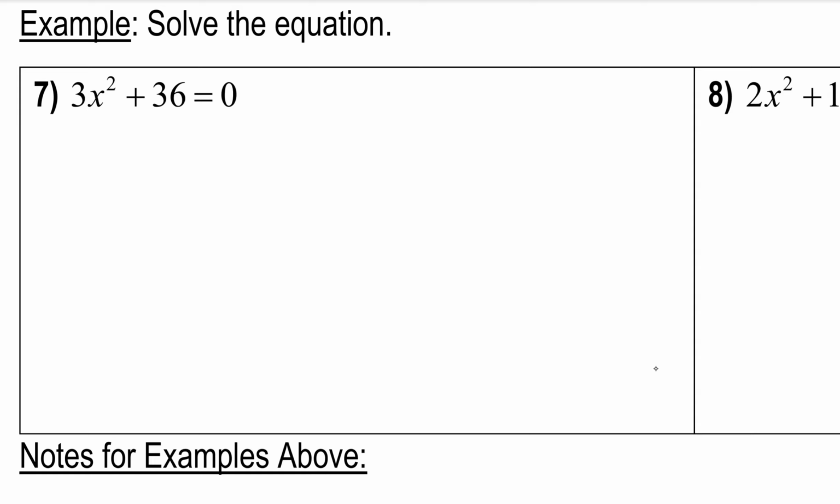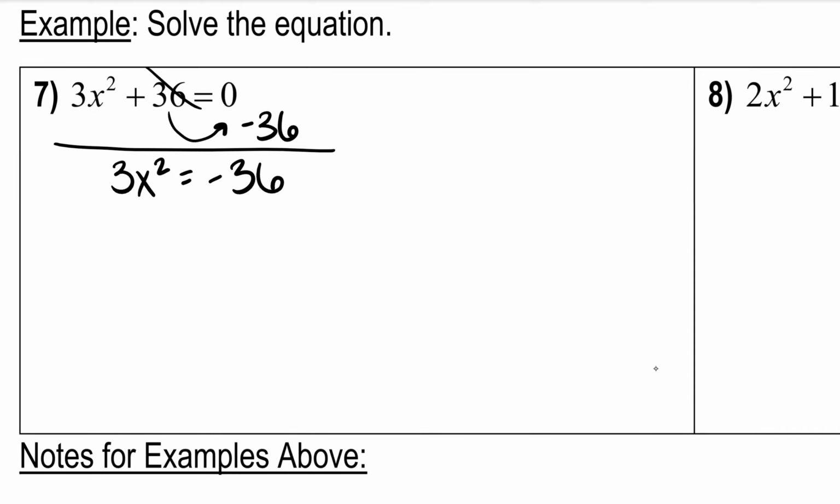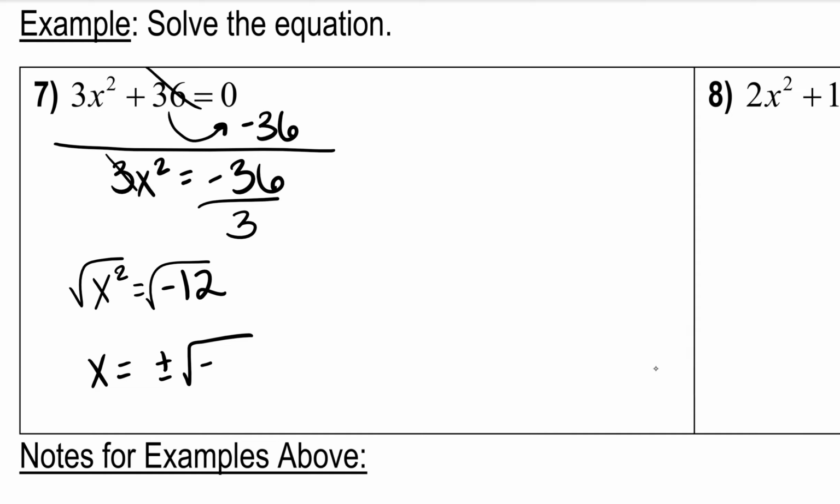So the first thing I'm going to do is solve for x squared. So I want to move this 36 over here. So plus becomes minus 36. So I have 3x squared equals negative 36. Now I want to divide by 3, because remember, I'm solving for x squared. Negative 36 divided by 3 is negative 12. And now I do square root. So I get x equals plus minus square root of negative 12.